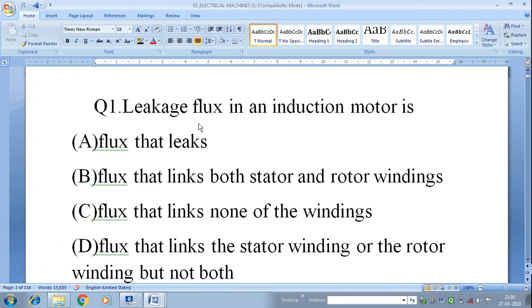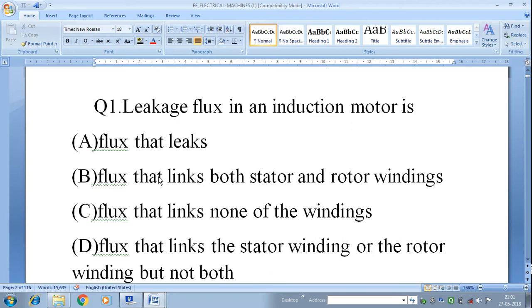So this is the electrical machine GATE question. First we will discuss electrical machine, then we will discuss control system engineering, then we will discuss measurement. So step by step we will discuss all subjects. So let us discuss the first electrical machine subject. So the first question is: leakage flux in an induction motor is.